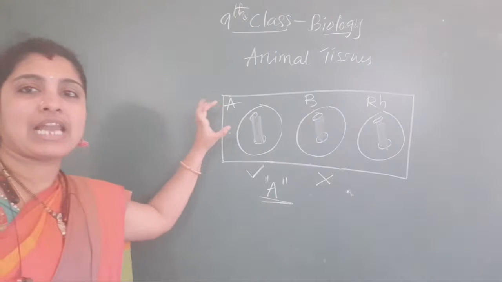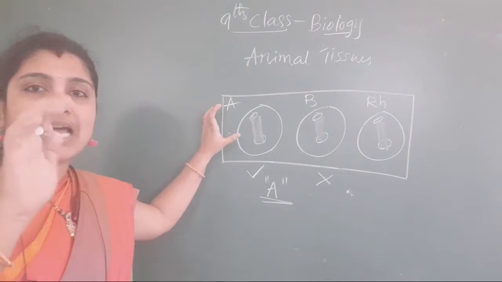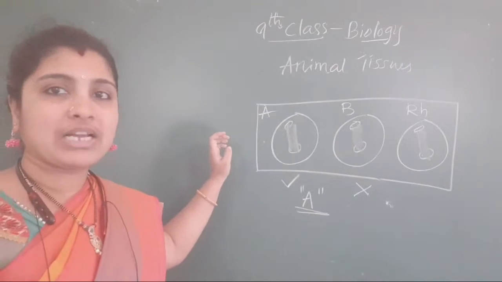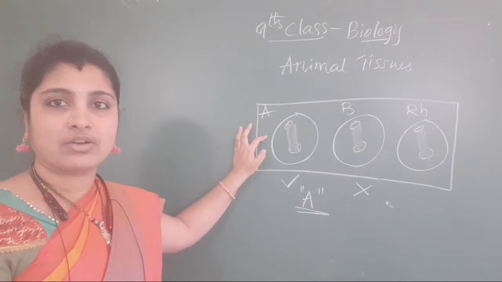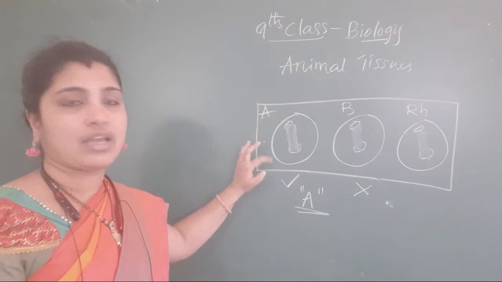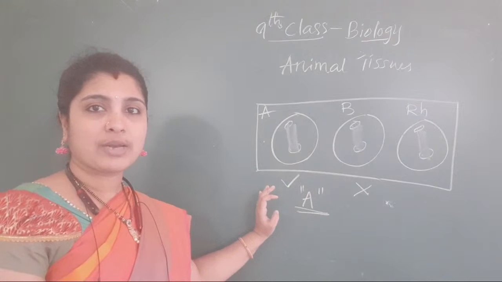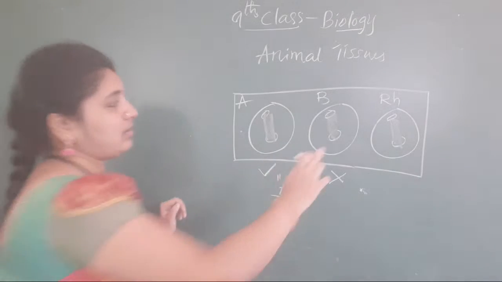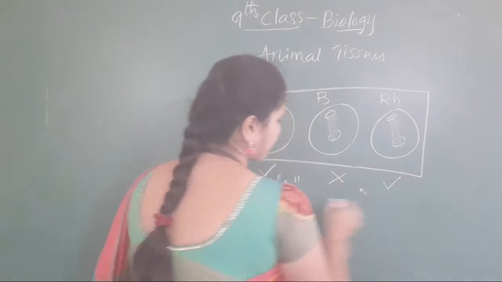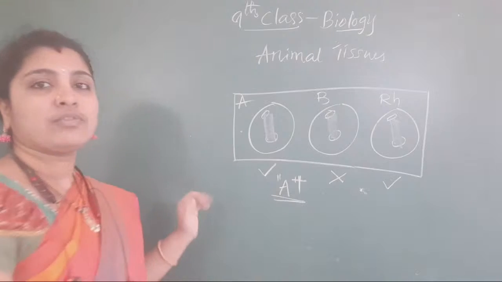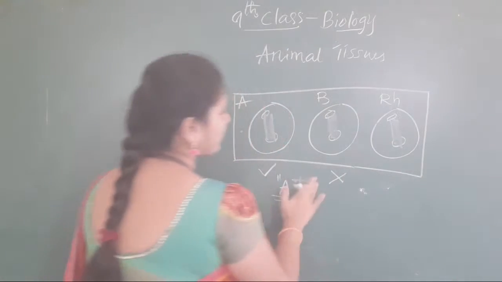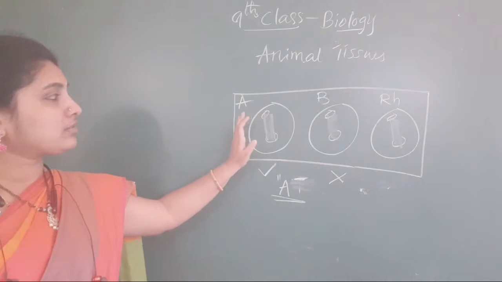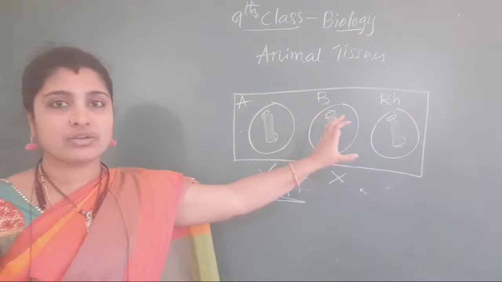Students, where the clumps are forming, that is your blood group. If the clumps are forming in A and no clumps in B, your blood group is A. And next, if you see clumps in RH, then your blood group is A positive. If you are not seeing clumps here, your blood group is A minus. Understood?